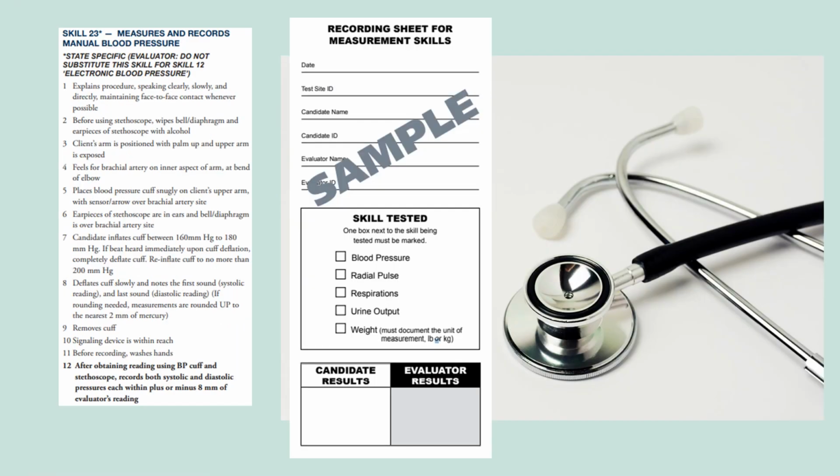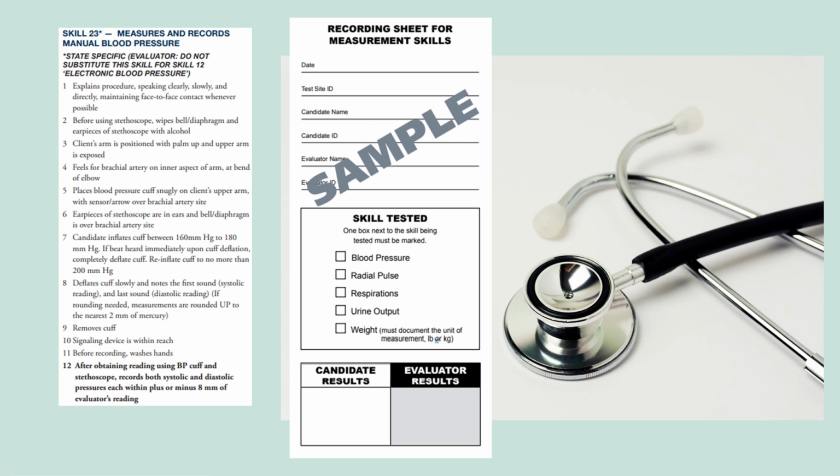Some states test Skill 23, manual blood pressure. Other states test Skill 12, electronic blood pressure. These are not interchangeable and are set by your nurse aide state agency as a required skill. Check in your state Nurse Aide candidate handbook for the correct skill in your state. In Skill 23 and Skill 12, candidates must palpate the brachial artery, and they must put the cuff on correctly with the sensor arrow over the artery. The client's palm must be up.